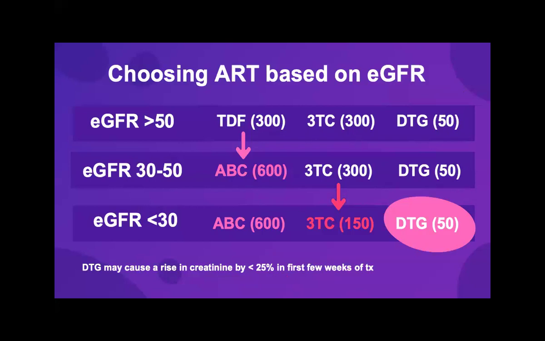So based on our patient who had an EGFR of 47.2, we would start him on the ALD fixed dose combination. And because the CD4 was less than 200, we would also need to start him on Bactrim. And because of the EGFR, we would start him on the half dose daily.